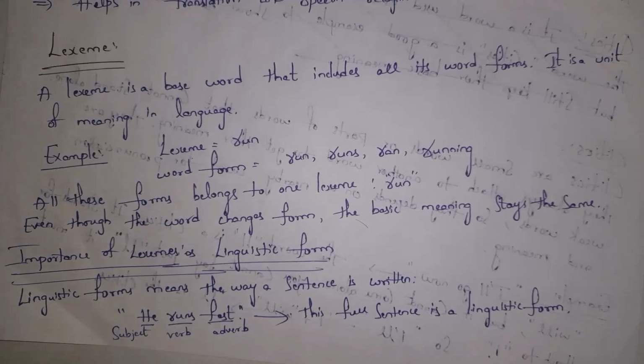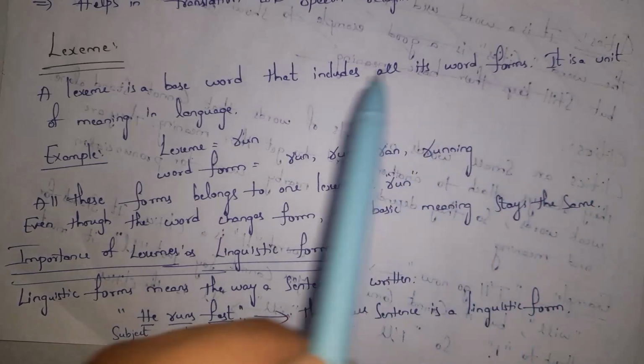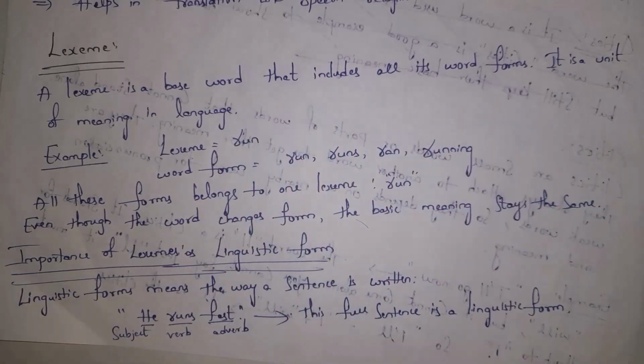For example, let us say if you consider run, runs, ran and running, all these words come from main form, that is run. So there is no change for base form. For example, let us say there are word forms like play, playing, played, plays, etc. All these words come from main form, that is play. So play is considered as lexeme.